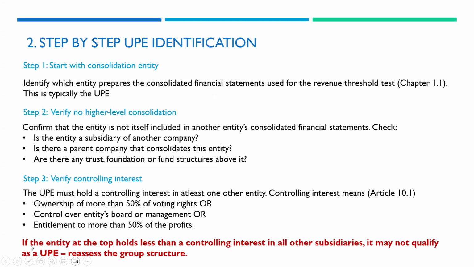So if the entity at the top holds less than a controlling interest in all other subs, if controlling interest is not established, two conditions are not established, then it may not be the UP. You have to reassess the group structure, apply the three frameworks again and again till you find the UP.